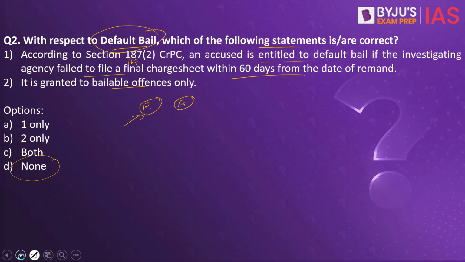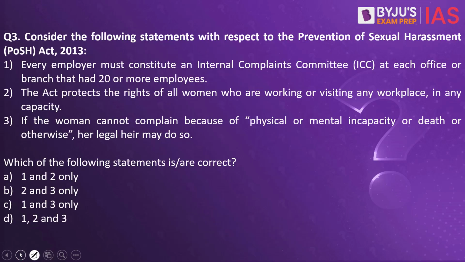Now let's look into the next practice question. Consider the following statements with respect to the Prevention of Sexual Harassment Act of 2013. One, every employer must constitute an Internal Complaints Committee at each office or branch that has 20 or more employees. Two, the Act protects the rights of all women who are working or visiting any place in any capacity. Three, if the woman cannot complain because of physical or mental incapacity or death or otherwise, her legal heir may do so. Which of the following statements are correct?